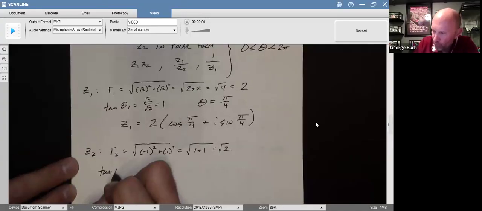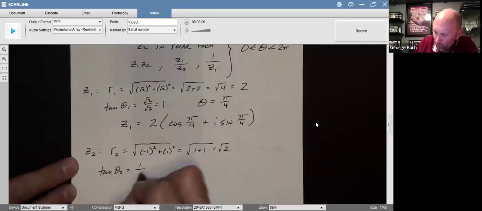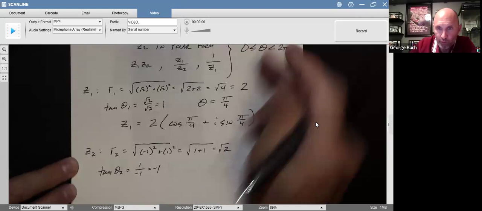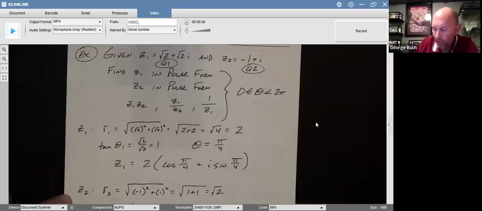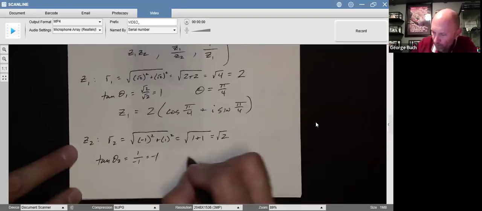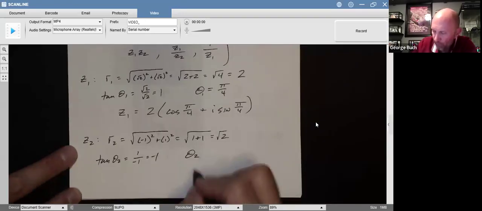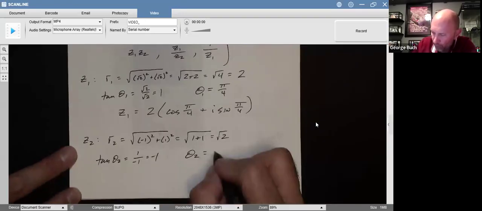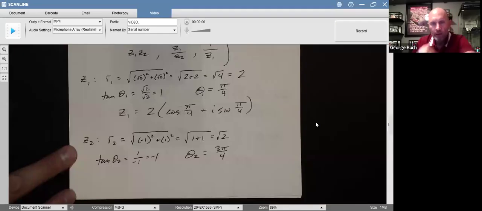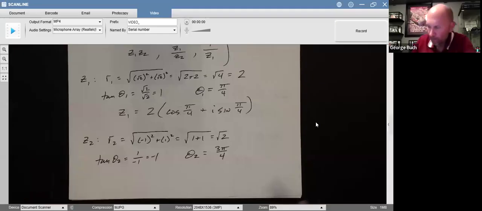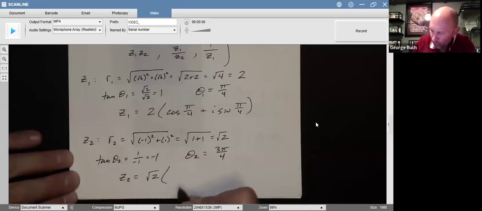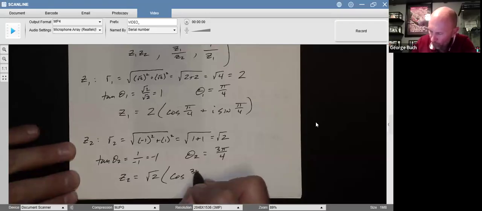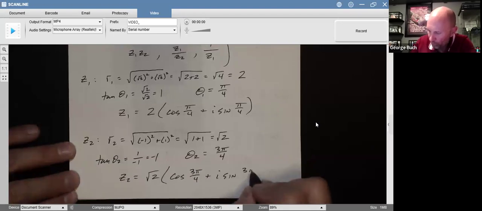And tangent of theta 2 is 1 over negative 1, which is negative 1. So where in quadrant 2 is tangent equal to negative 1? Well, that's when theta 2 is equal to 3 pi over 4. So that means Z2 is square root of 2 times cosine 3 pi over 4 plus I sine 3 pi over 4.